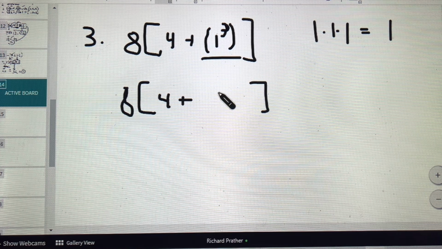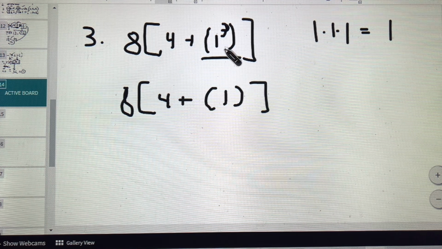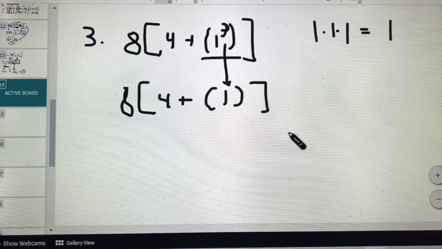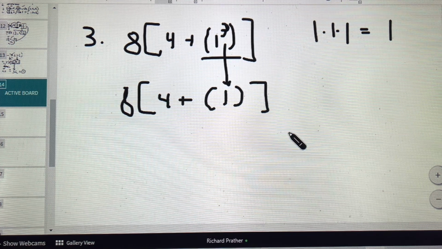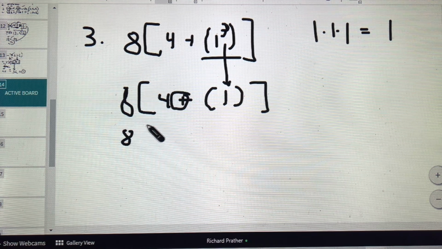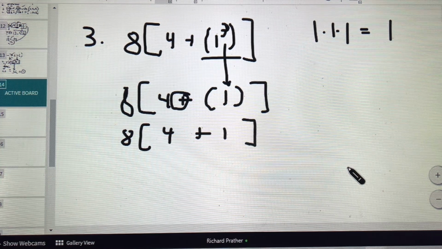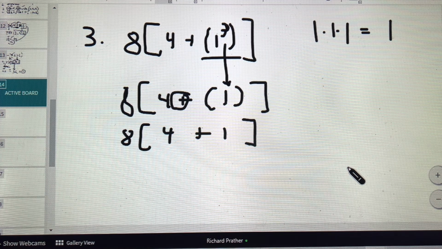Now, if you get your parenthesis down to a single number, 1 to the third is 1. And if it's not being used as a multiplication symbol, because we have adding right here, then it's okay to drop that individual parenthesis. So I would rewrite it like that. Since that's not a times 1, I don't need the parenthesis anymore.